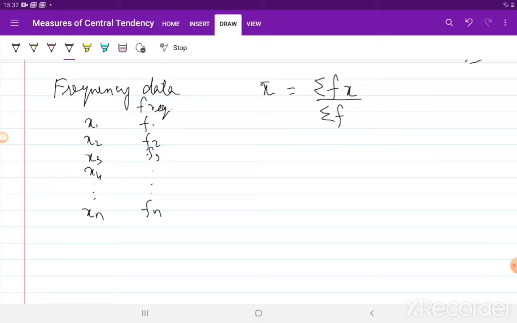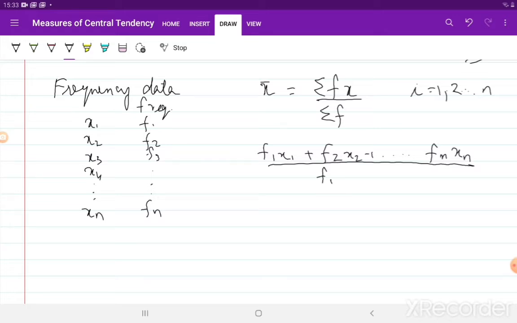So what does summation fx mean? If no superscript and subscript are given, that is nothing is written on top or below the summation sign, that means your i is going from 1 to n. It is understood. 1, 2, to n. So summation fx divided by summation f would mean f1 x1 plus f2 x2, etc. fn xn whole divided by summation f, which is nothing but f1 plus f2 and so on plus fn, right? So summation f is the total frequency. Let's look at an example and then you will understand this better.